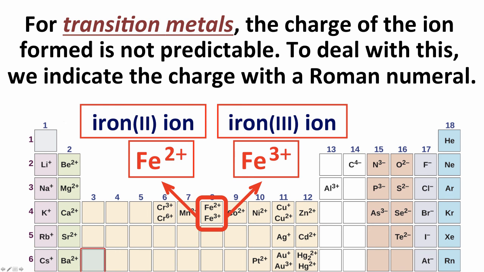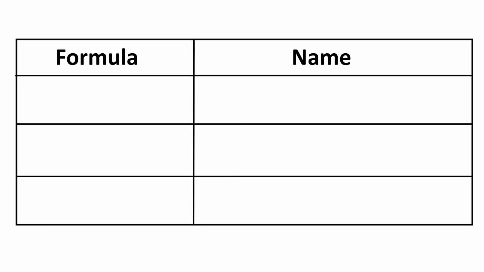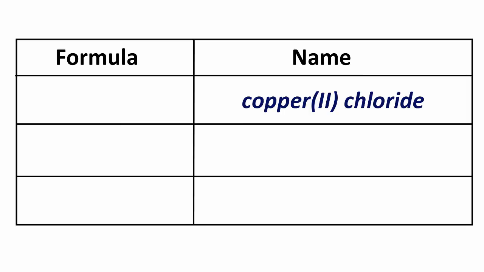And that holds for any transition metal. We use the Roman numeral to indicate the charge if there's some doubt or variability as to what the charge would be. For calcium, we don't use a Roman numeral. We know the charge will be +2. For sodium, we don't use a Roman numeral. We know the charge will be +1. But for transition metals, we don't know the charge necessarily unless we know the formula or unless we're given the name. So a couple examples of that.